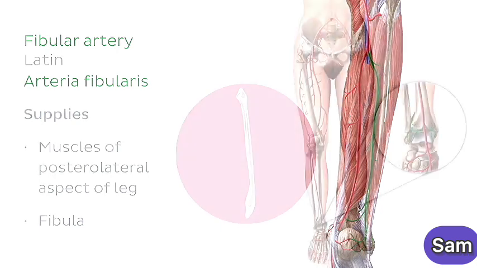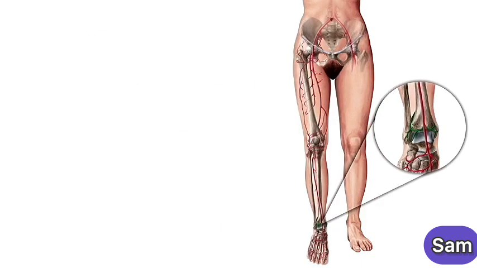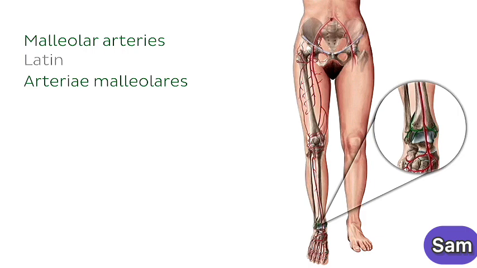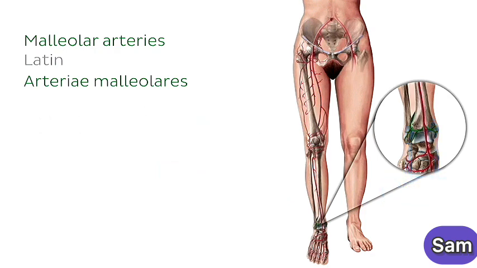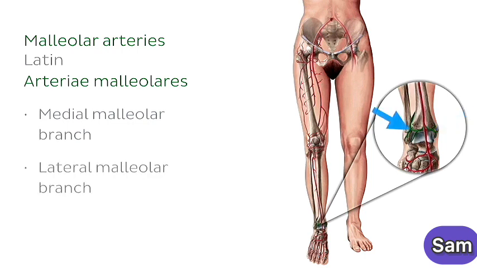At the distal end of the leg, we meet a network of connecting vessels known as the malleolar arteries. These arteries supply the ankle region and are named after the knobbly, bony protrusions of the ankle, the malleoli. The malleolar arteries include the medial malleolar branch of the posterior tibial artery and the lateral malleolar branch of the fibular artery. The final region of the lower limb is the foot.